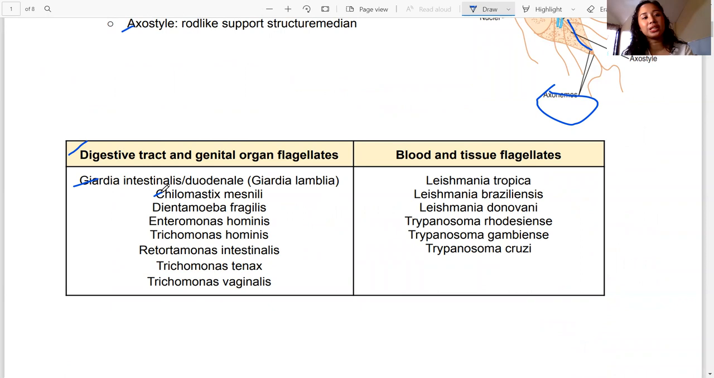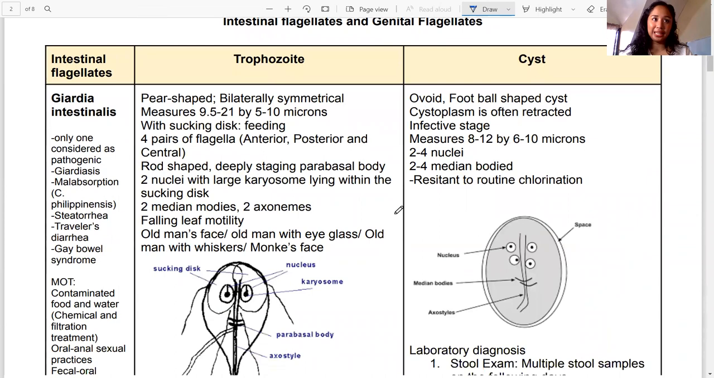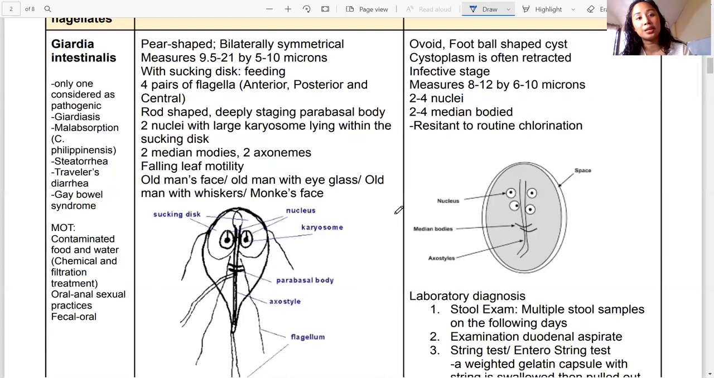Dientamoeba fragilis was first classified as an amoeba, but when they checked with electron microscopy, Dientamoeba fragilis turned out to have flagella. Then we have our Trichomonas. For the next video, we have the blood and tissue flagellates. So let's begin. The first is Giardia intestinalis, also called Giardia duodenale.